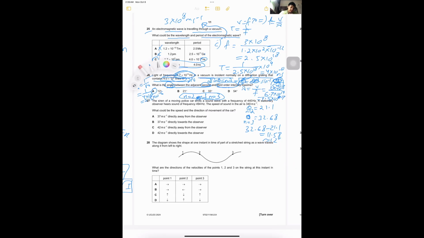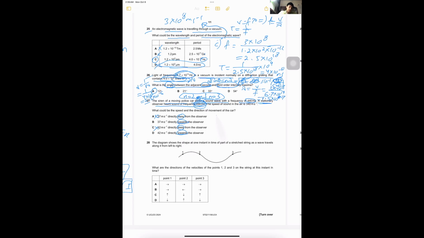So I'm actually erasing this from here. I hope you've seen the working. Okay. Question 27. The siren of a moving police car emits a sound wave with frequency this. A stationary observer hears sound of frequency this. So the first thing is, it is moving towards, that's why the frequency increases. So these two are wrong. The answer will be amongst the towards ones.